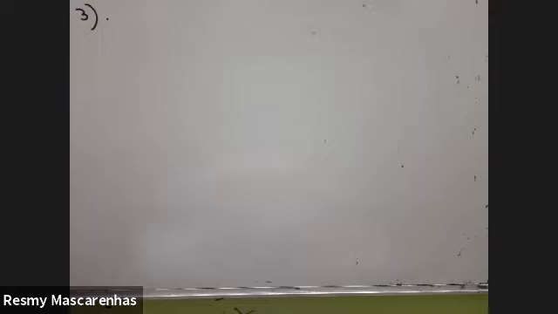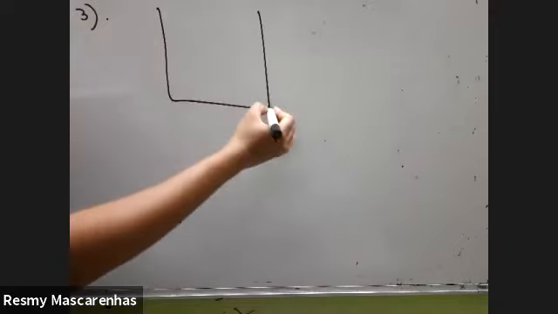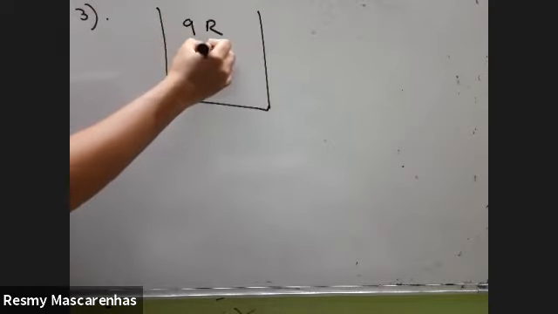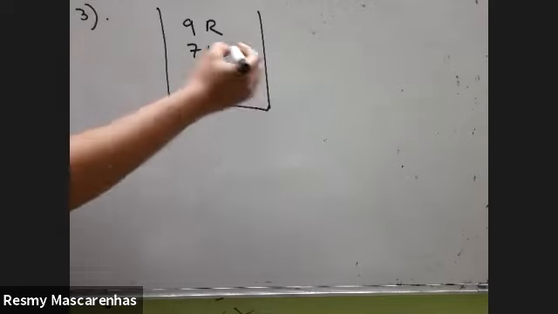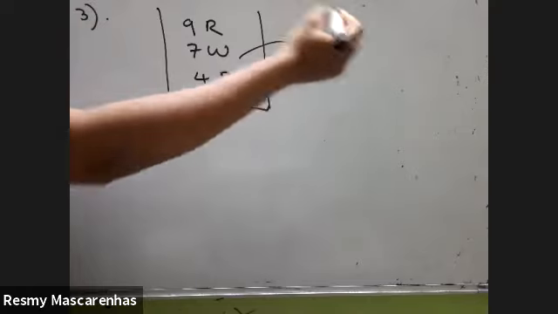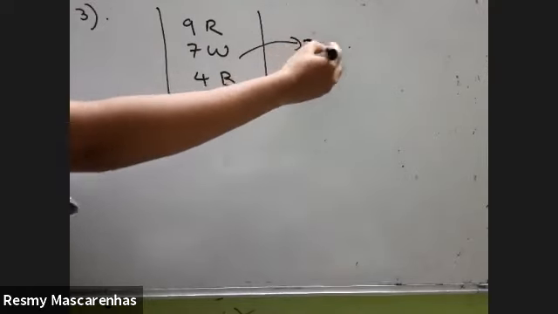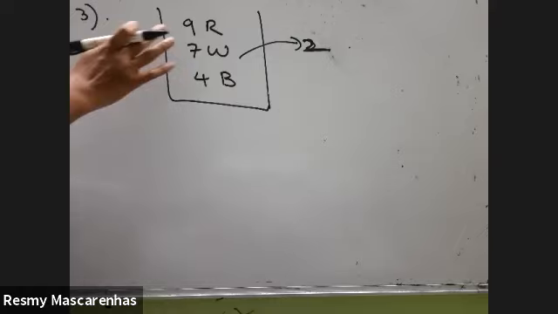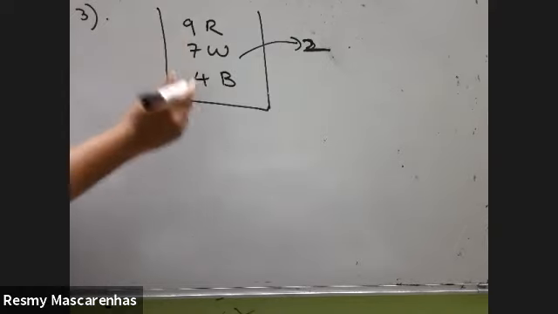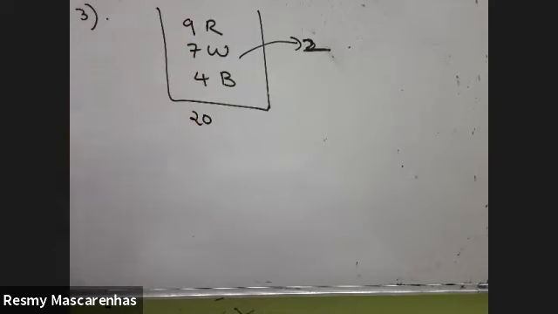Third one. A box contains 9 red, 7 white, 4 black. Now from here, 2 balls are drawn at random. Not written this because it might get confused with this B. So now 2 balls are drawn at random. Total you always write here: 9 plus 7 plus 4, so 20 balls together.